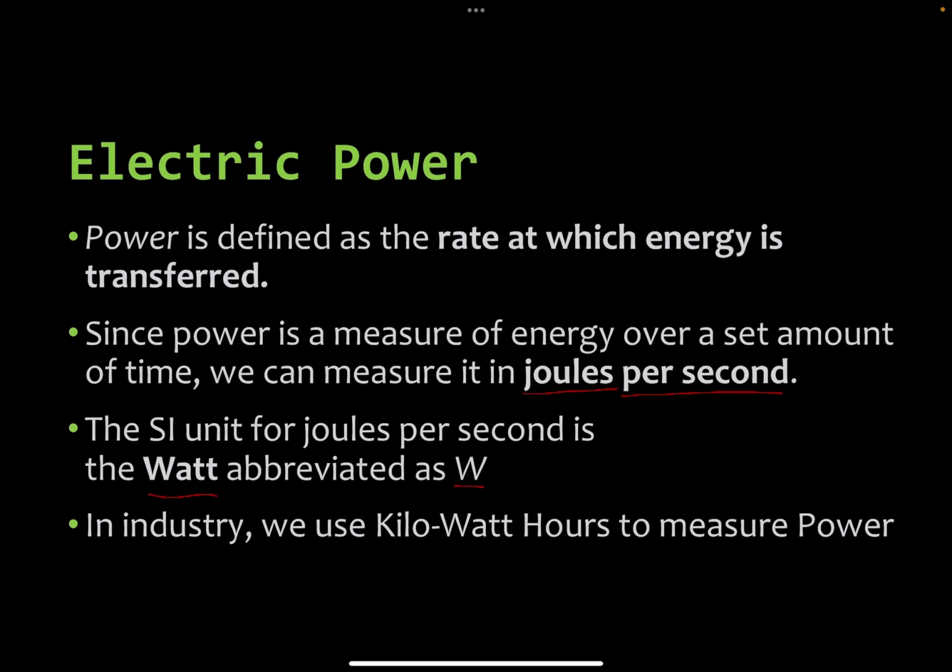And so when we look at a 40 watt light bulb versus a 100 watt light bulb, we know the 100 watt is going to be brighter because it's getting more joules for every second that it is on. In the industry, we use this unit right here, which is something that really drives me nuts.